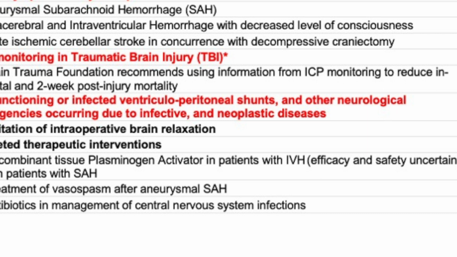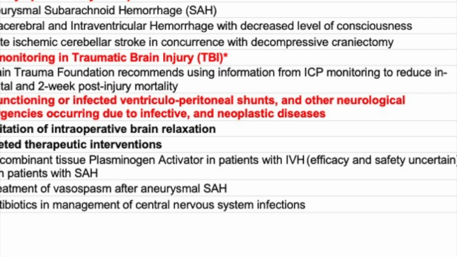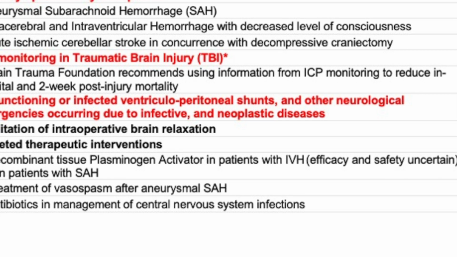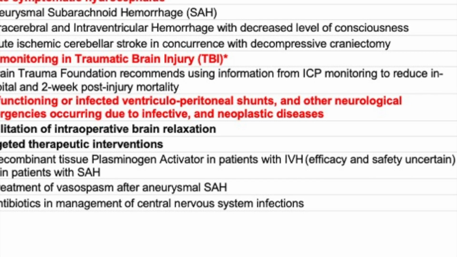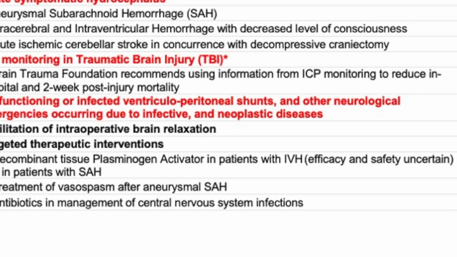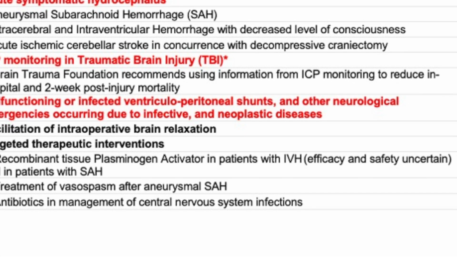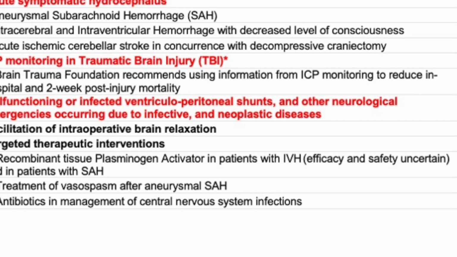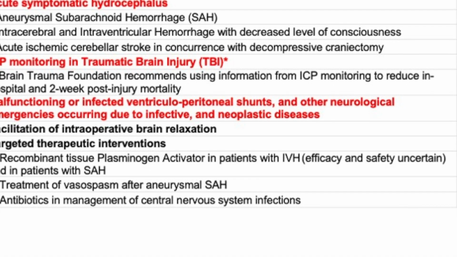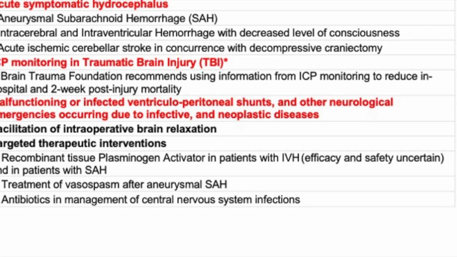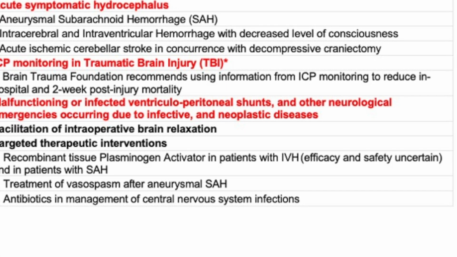There are several common indications for the placement of an EVD. They include acute symptomatic hydrocephalus resulting from aneurysmal or traumatic subarachnoid hemorrhage, intracerebral or intraventricular hemorrhage with decreased level of consciousness, and acute ischemic stroke that may cause mass effect and/or obstructive hydrocephalus. EVDs can also be used for ICP monitoring in traumatic brain injury or controlling of intracranial hypertension.